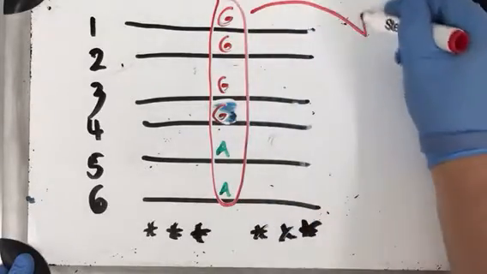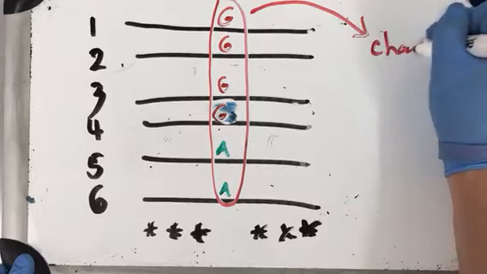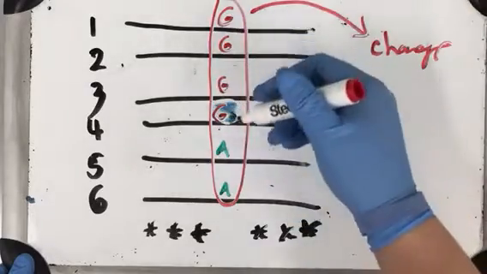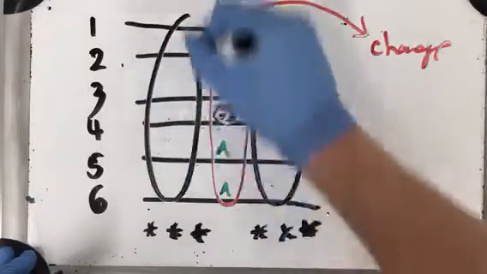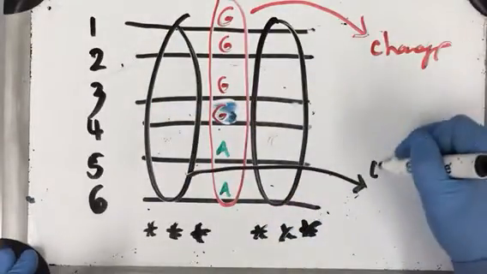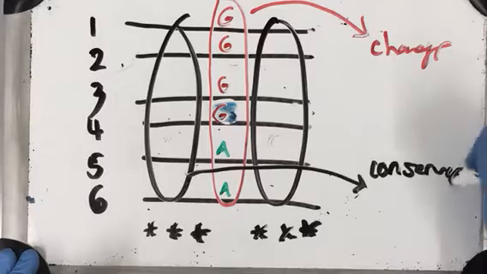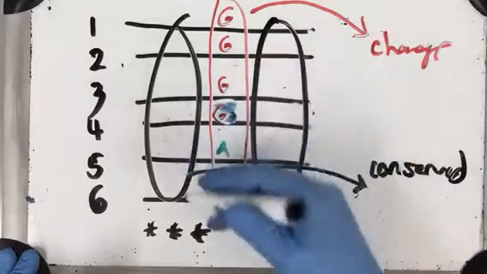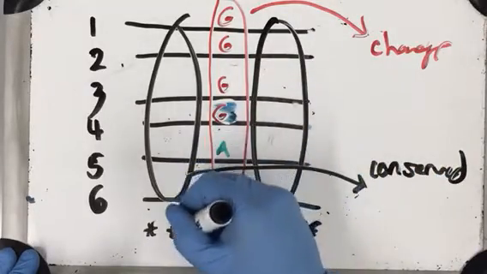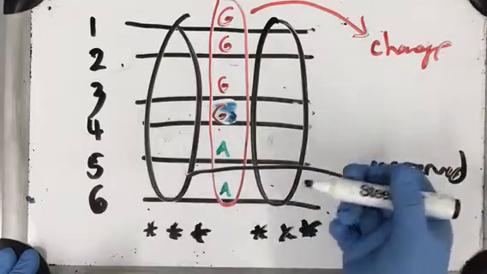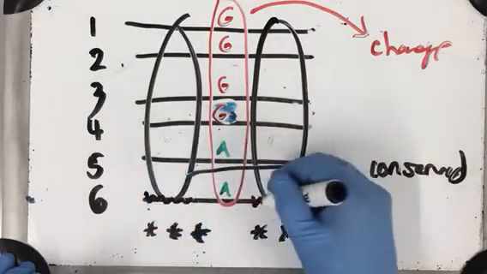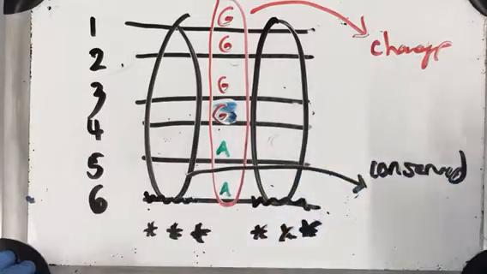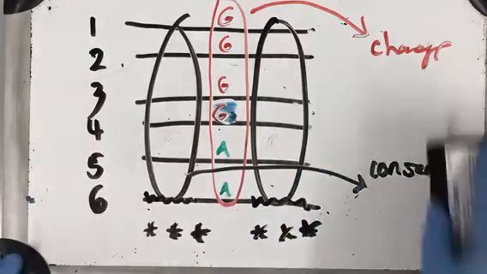This means that this region can change without harming these people, while these regions right here and here are conserved. That means if they do change, we don't usually see it, because changes in these regions usually don't survive. That's why things are usually conserved: these regions of DNA are very important to the protein they code for, so you don't want to change them. That'd be bad news.